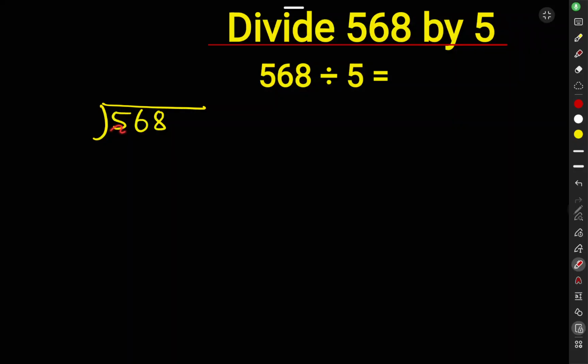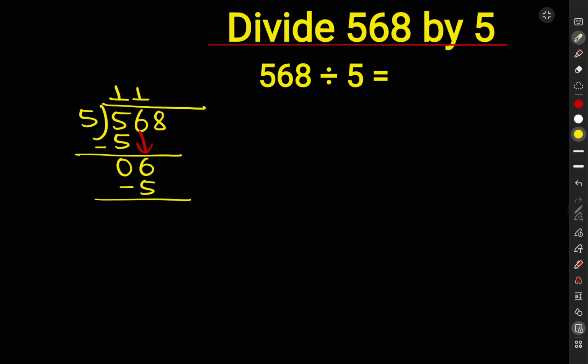We divide 568 by 5 in a long division method. 5 times 1 is 5. On subtracting we get 0. So now we put down this 6 and 5 times 1 is 5.